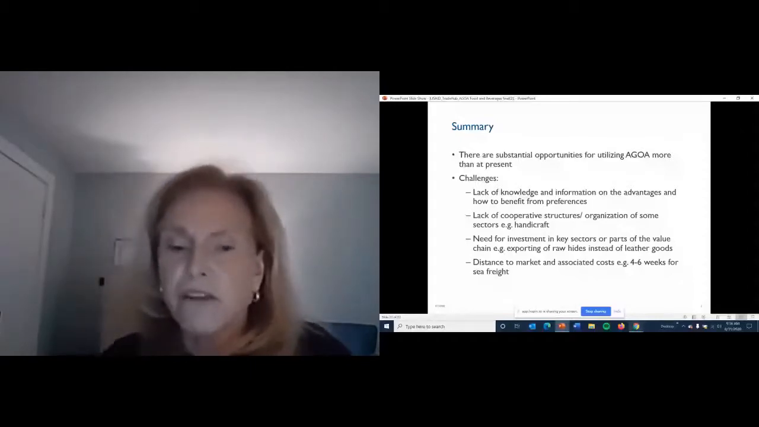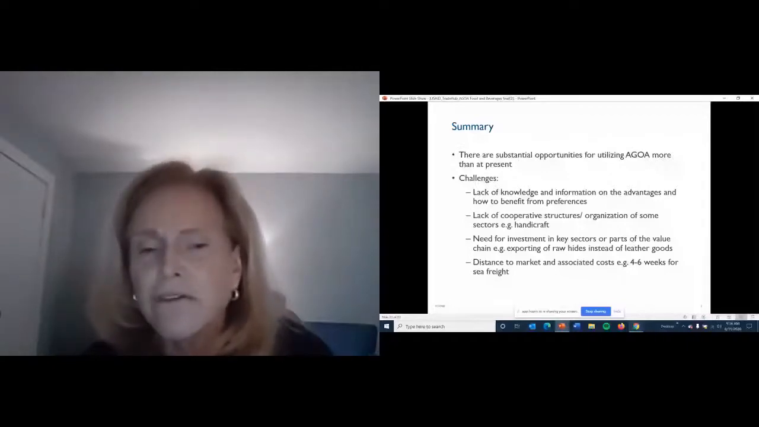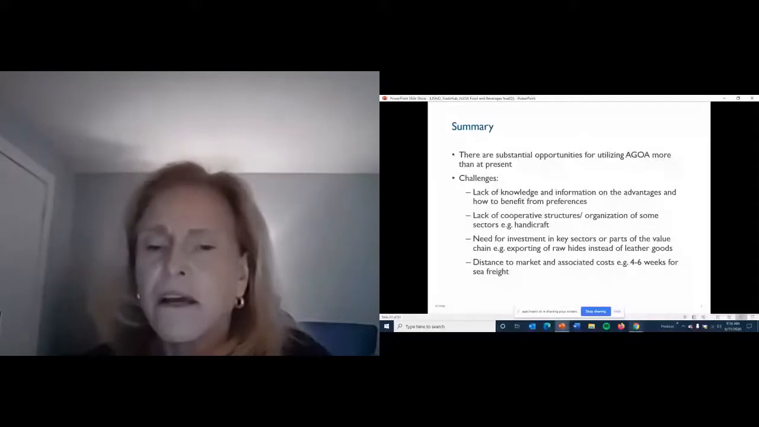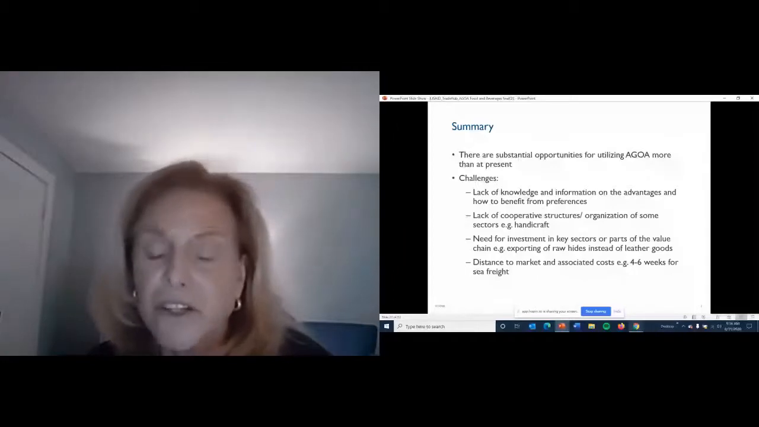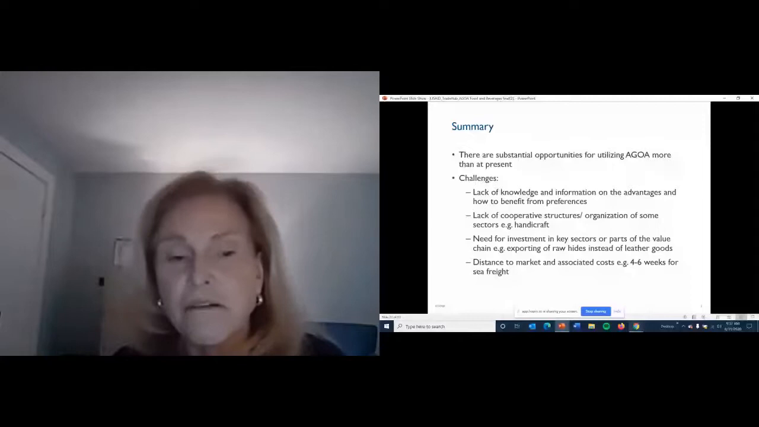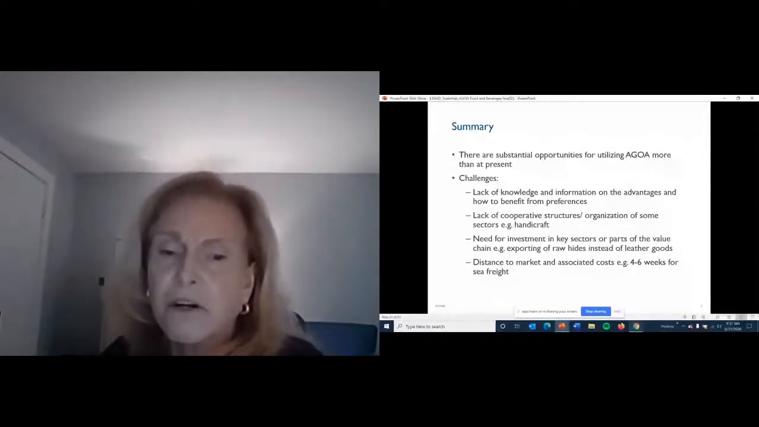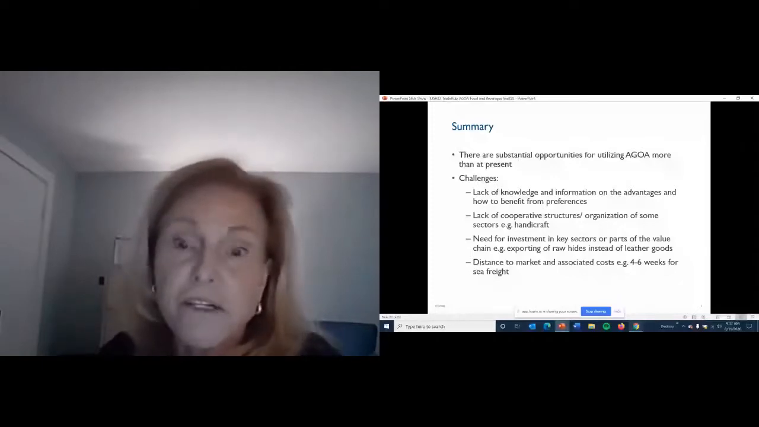raw hides, leather, are shipped, but there's not much advantage in shipping the raw hides. What's much better is to make leather goods like handbags and shoes and things like that. And the fourth challenge is the distance to market, and it can take 4 to 6 weeks for sea freight to reach the US.